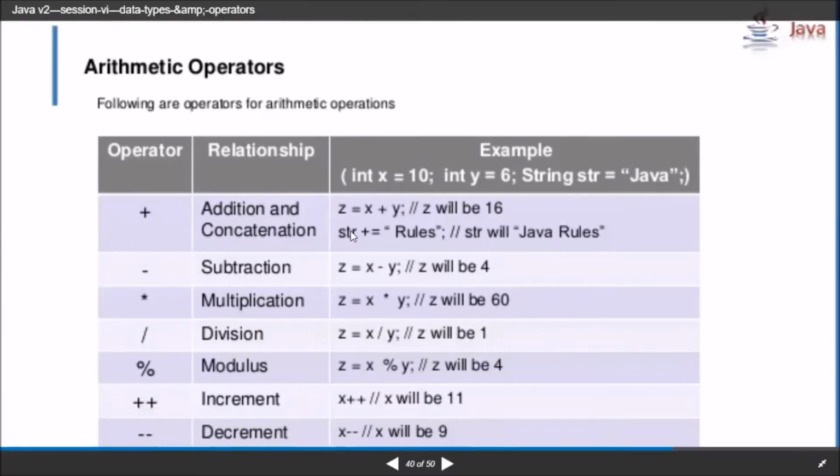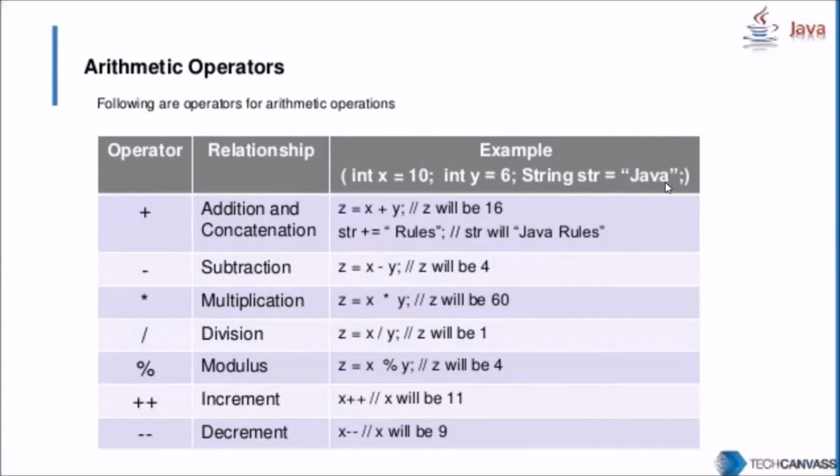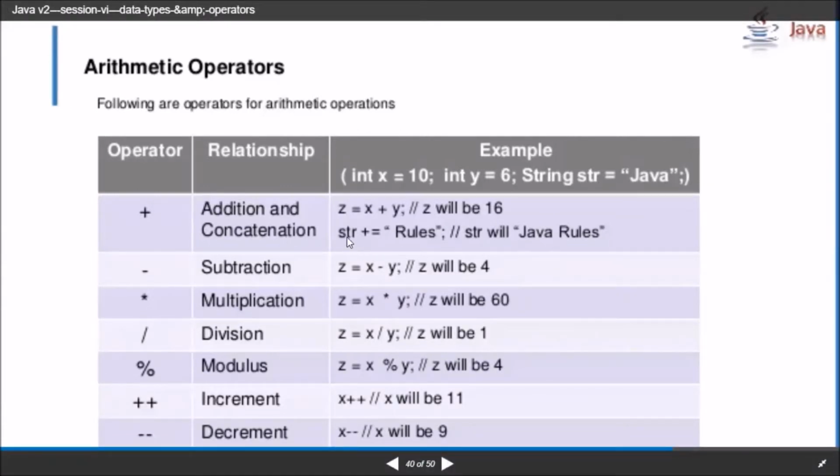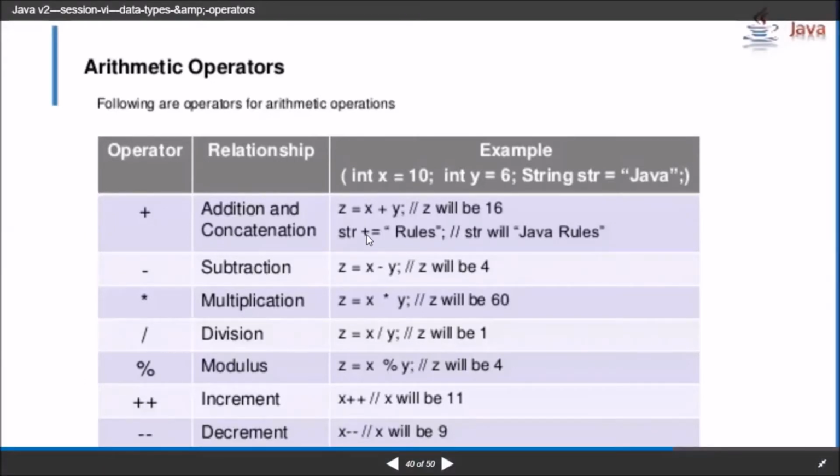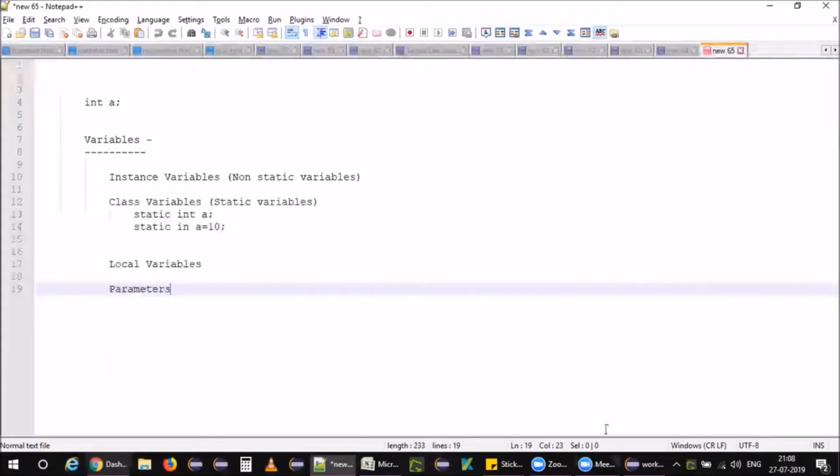Right? Now if you can see over here in this example, originally we had string str is equal to Java. Right? Now what we did, we said str plus equal to rules. What it did is it concatenated the existing value of str with the new value in the same statement. Okay, this is nothing but concatenation. Now this can also be used like this.